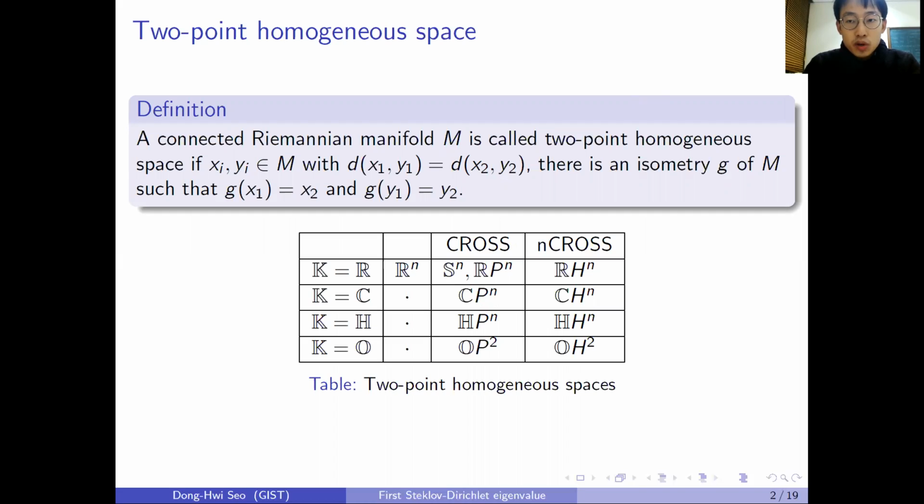A two-point homogeneous space is a connected Riemannian manifold such that every pair of two points with a given distance are homogeneous. And it is classified as Euclidean space, compact rank 1 symmetric space, and non-compact rank 1 symmetric space.